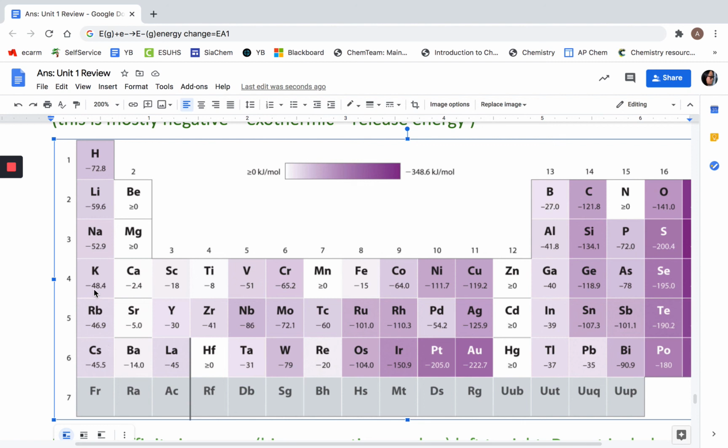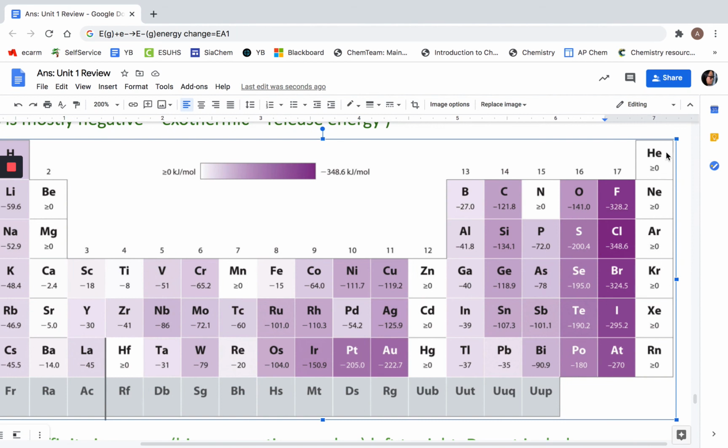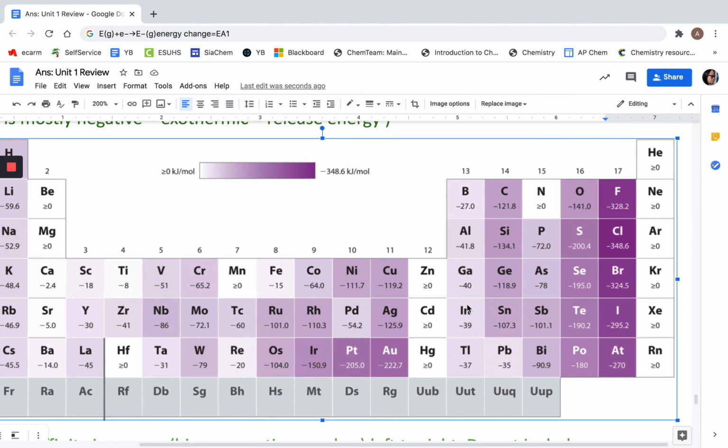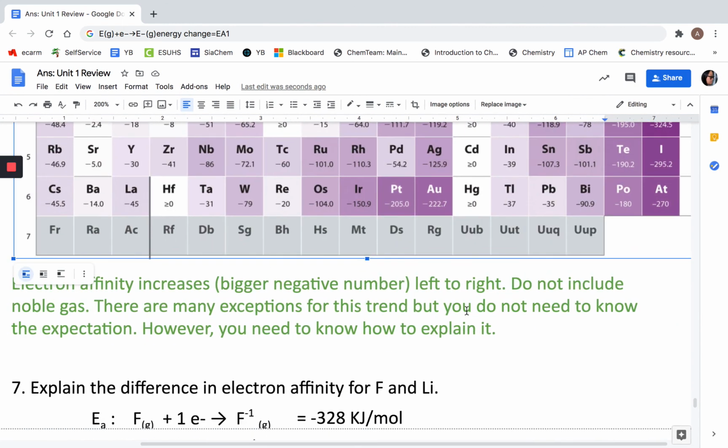So for example, you can see that left to right, electron affinity is increasing, or the bigger negative, but you can see that this one breaks the trend, right? Again, here breaking the trend a little bit, breaking the trend here again, okay, increasing, break the trend again here, increasing again, break the trend here, and then increasing again. So you can see that electron affinity has a lot of rule breakers, and it doesn't include the noble gas. Okay. Now for this question, here is what you need to know.